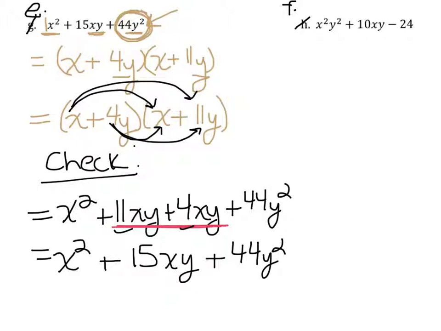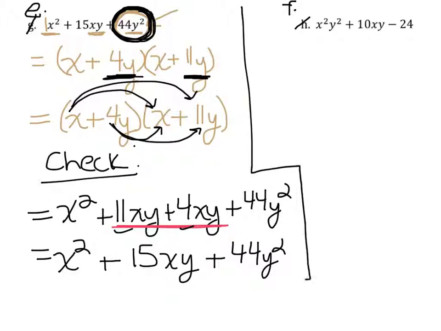So using your knowledge of remembering that whatever I put in these spots has to give me this last term from my FOIL method, you will be able to place your variables correctly. All right, let's look at part F. This is going to be kind of similar. It still has two variables, so it's a little similar, but it's also a little different.